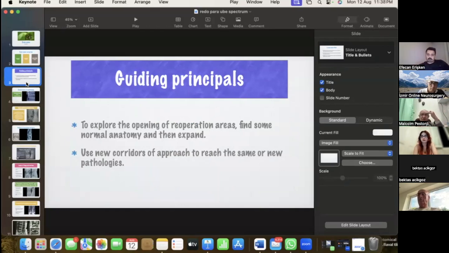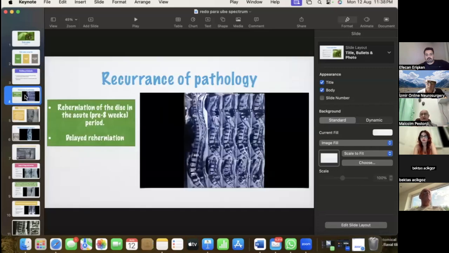Gradually use a burr. I prefer to use a burr rather than a dissector. Why? Because when I burr away 1 millimeter of bone with a soft diamond tip burr, a fine burr, the neural tissues move away by themselves rather than pushing them away with a dissector and having a dural tear. I use new corridors to approach and reach the same pathology or new pathologies, whatever they may be.